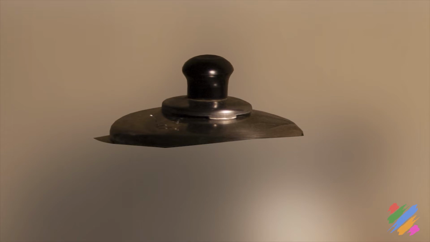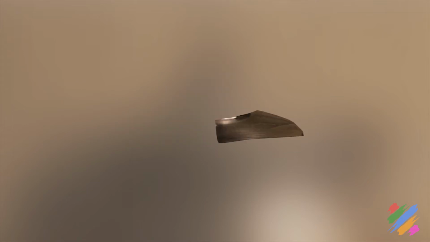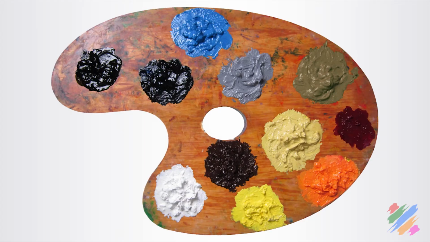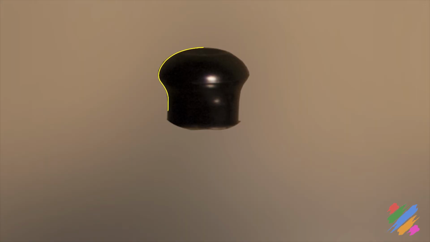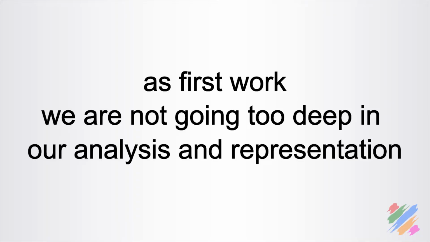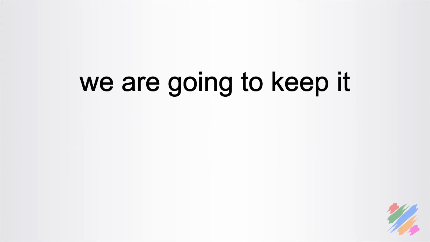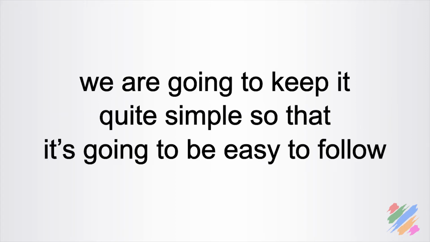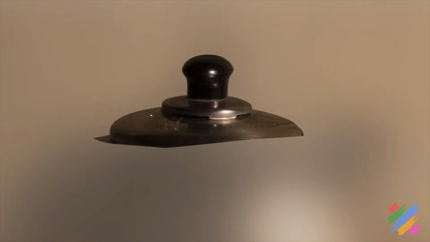We're going to continue our representative analysis piece by piece, deciding how we're going to represent every part using the colors that we have on our palette. And following these decisions, we are going to work representing every piece on the canvas. As first work, we're not going too deep in our analysis and representation. We're gonna keep it quite simple so that it's going to be easy to follow. So inside this area, we're gonna pick one part that we're going to use to start. Let's say this one on the left.